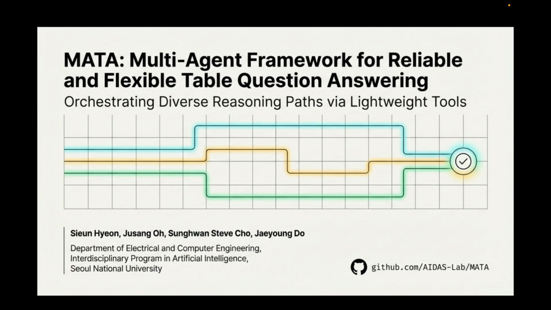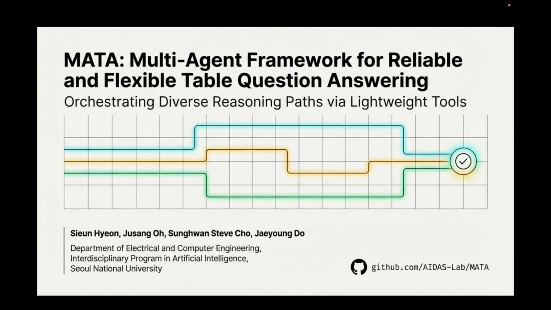At first, this might sound simple, but table question answering is actually quite difficult because different questions require different kinds of reasoning. The main idea of this paper is that instead of relying on just one reasoning method, the system uses multiple reasoning paths together. It combines them in a smart way, checks which answers are more reliable, and tries to reduce unnecessary computation.